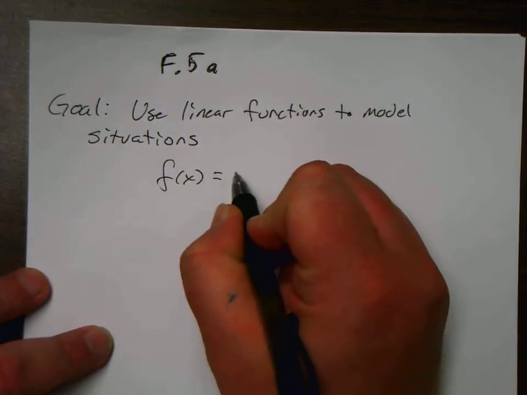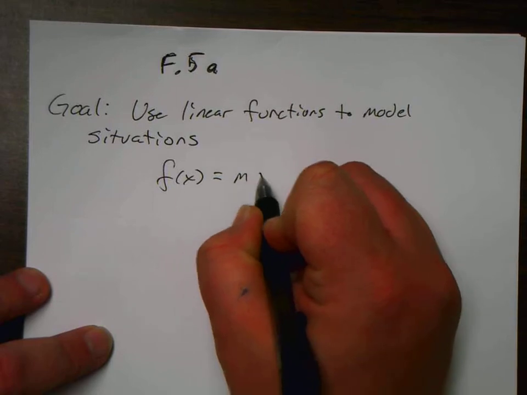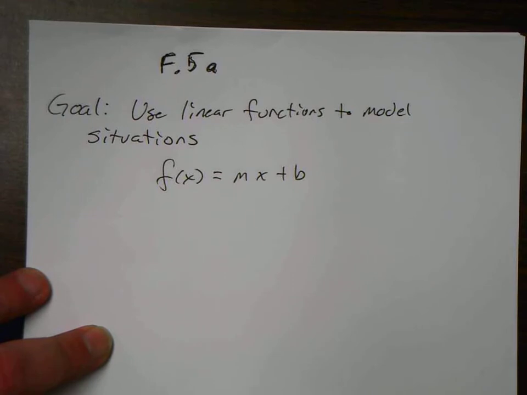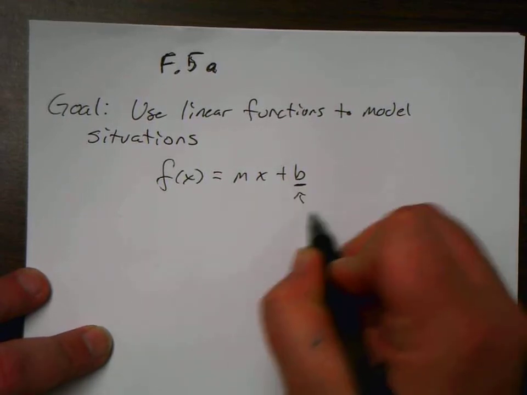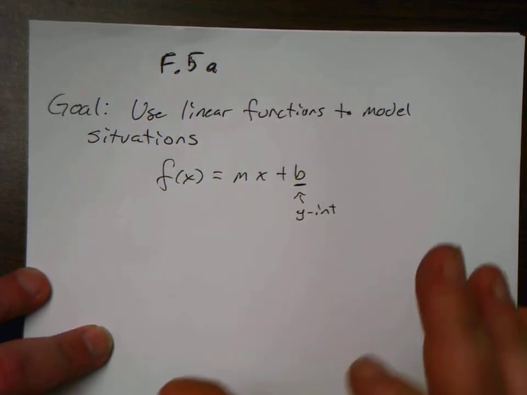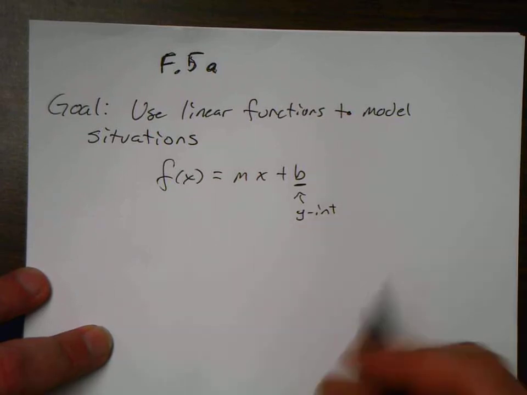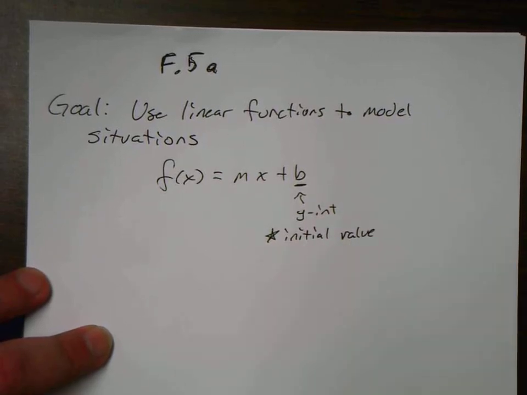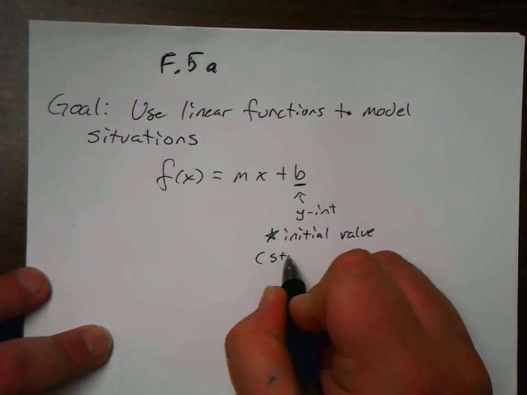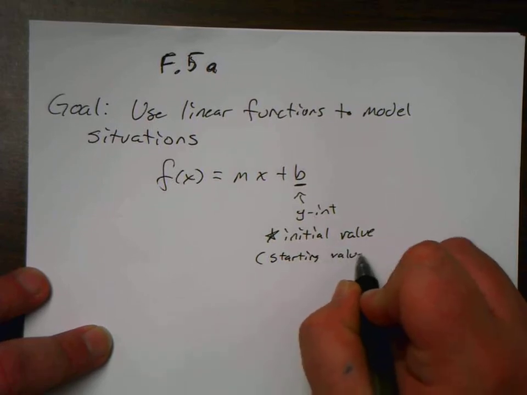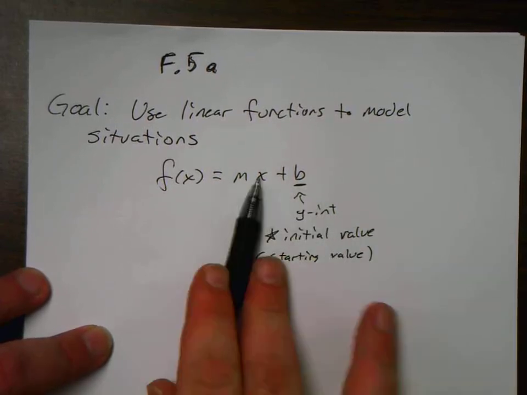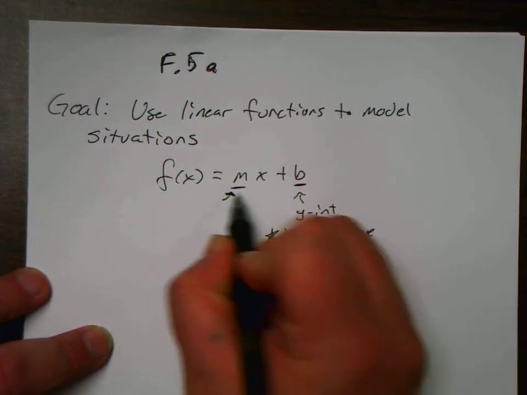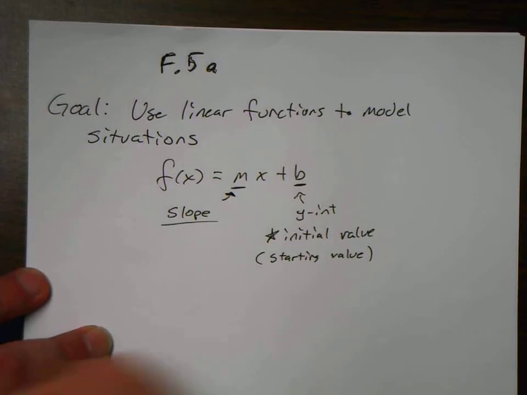So here we know that linear functions are in the form of f of x equals mx plus b, and we're used to that, right? We have our y-intercept and our slope. Well, here with our y-intercept, when we're modeling situations, the y-intercept is going to be what's called the initial value. Another way of looking at that might be the starting value, right? Whatever the value is whenever x equals 0.